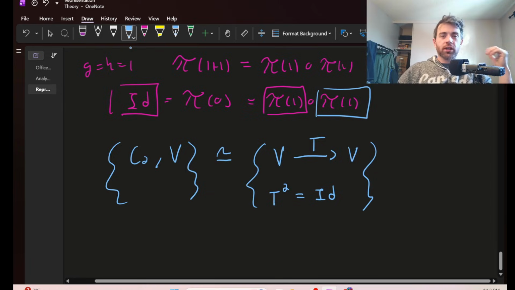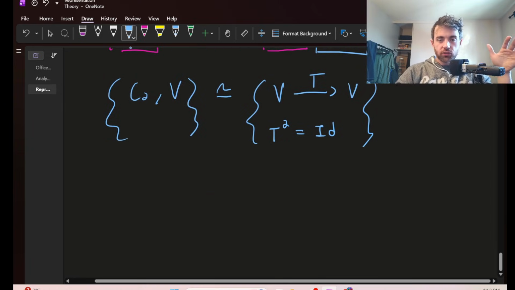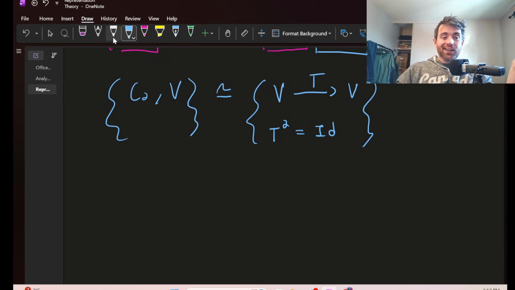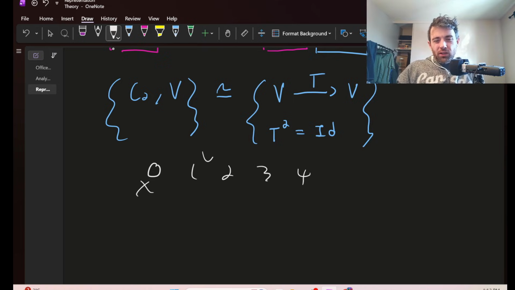But what does this look like concretely? What does this look like for a particular vector space? Well, we have a lot of vector spaces to choose from, right? We know that finite dimensional vector spaces, so again, let's look at the most simple example. Well, 0 we've already looked at. Let's look at 1 and 2 and other cases.